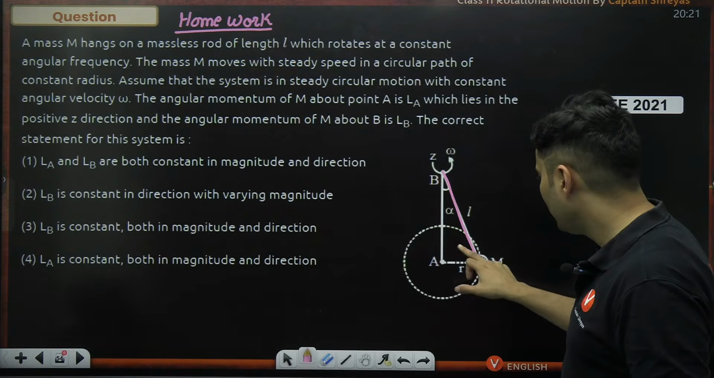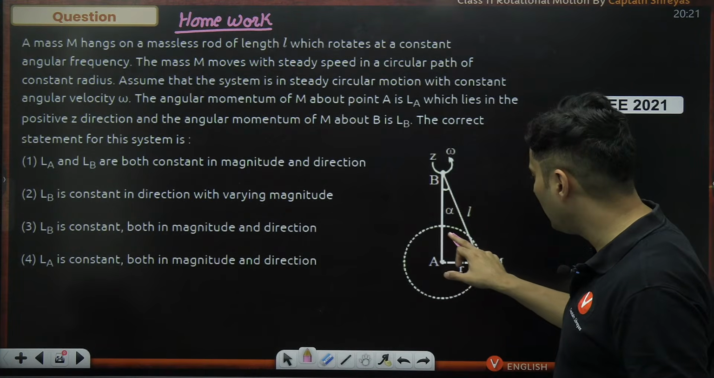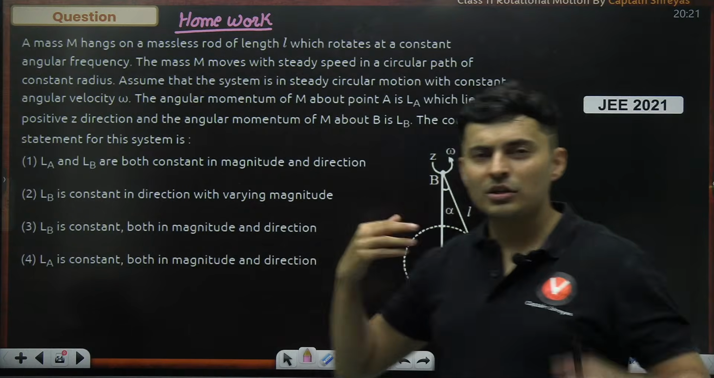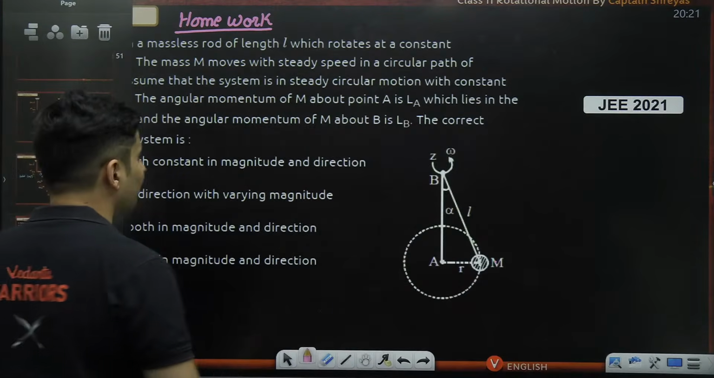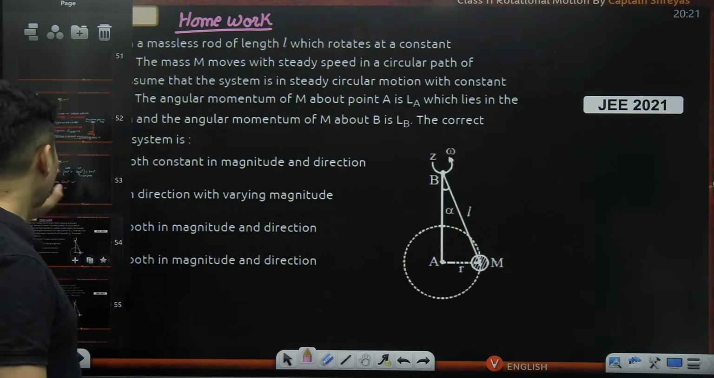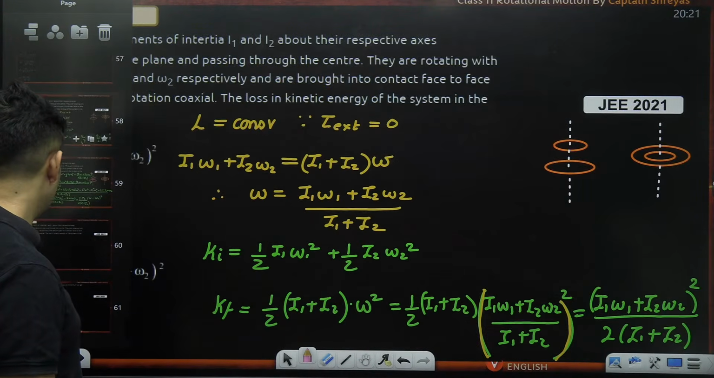For the second point, the position vector will be like this. In both cases, velocity is along the horizontal plane only. So visualize it, you will easily be able to understand and mark the option. This was asked in 2021. Okay, so we have done these questions. The answer is there on the next slide. We did this also. Yes, perfect.